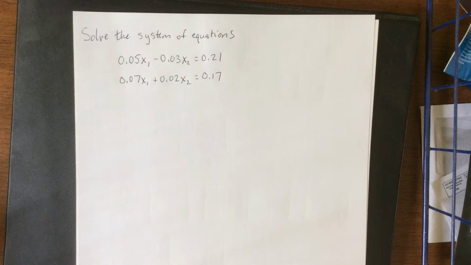In this example problem, we're going to do a little review of the concept of substitution and elimination. We're going to do so by solving the system of equations. For our first equation, we have 0.05x1 minus 0.03x2 is equal to 0.21. In the second equation, we have 0.07x1 plus 0.02x2. That's going to be equal to 0.17.